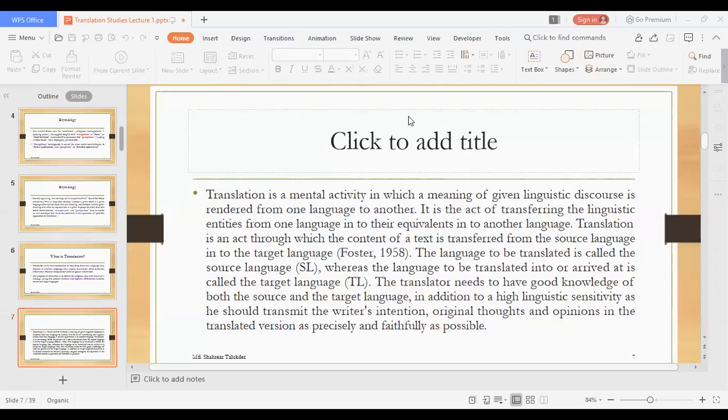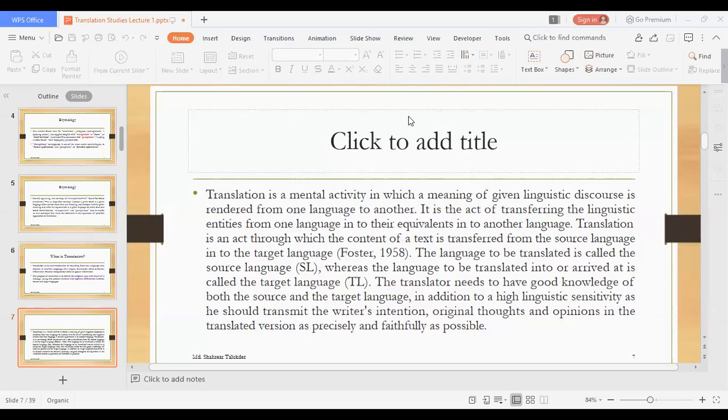Similarly, if we try to translate from English to Bengali, now you tell me, if I want to translate an English novel from English to Bengali, which one is the target language and which one is the source language? Can you tell me? Sir, the source language is English and the target language is Bangla. Excellent, yes, that's the idea. So always remember this binary, otherwise you will find it difficult. Don't get yourself confused.